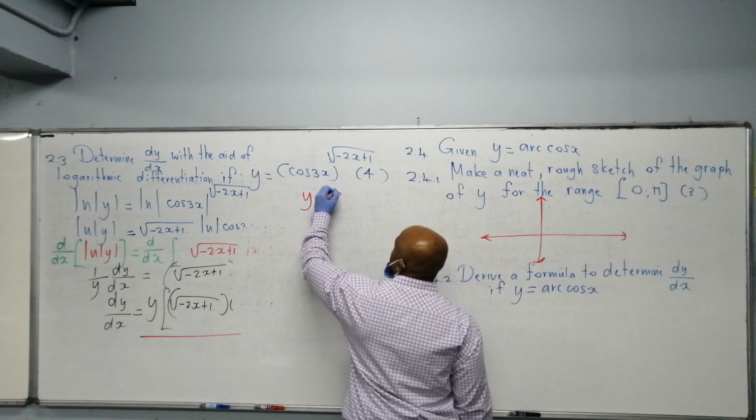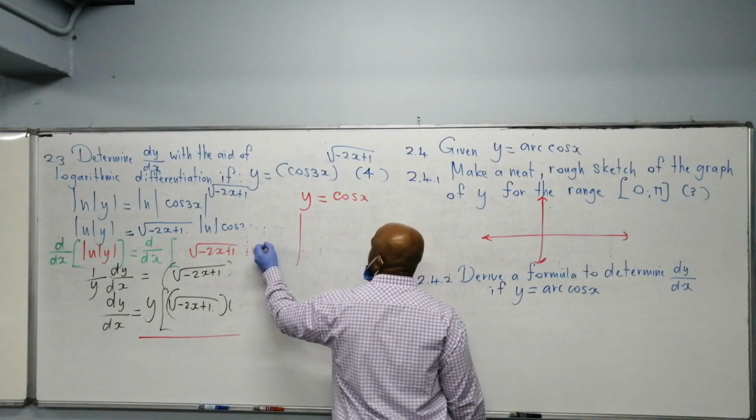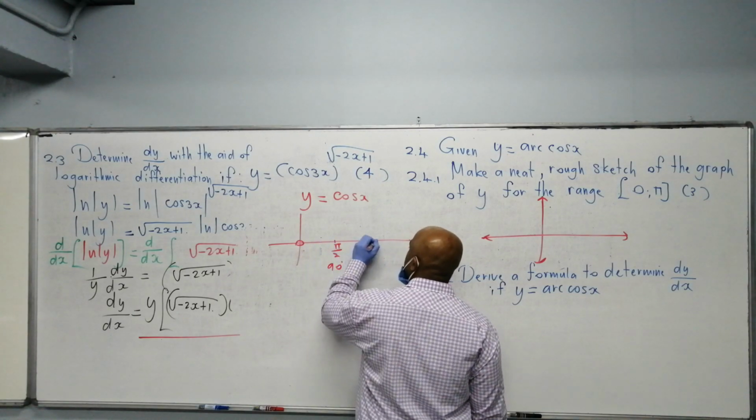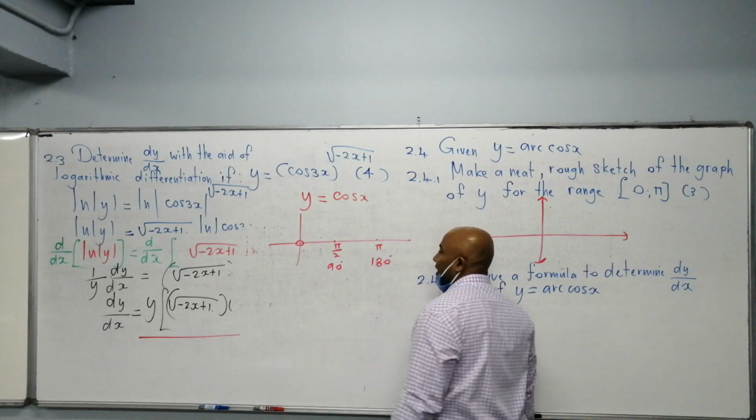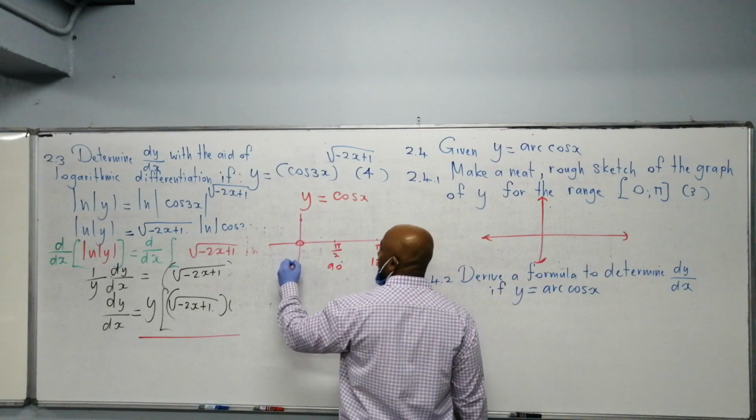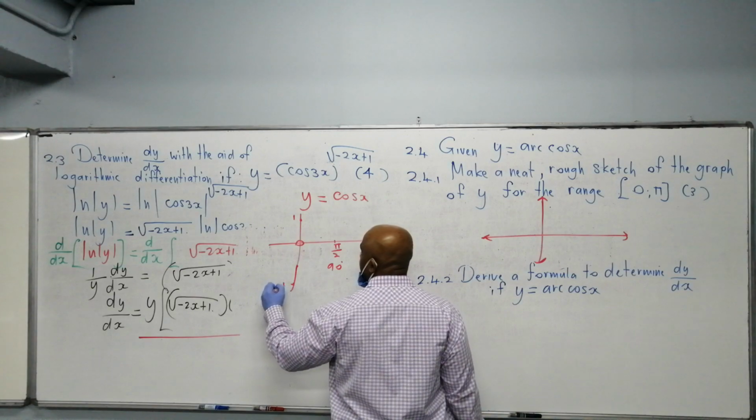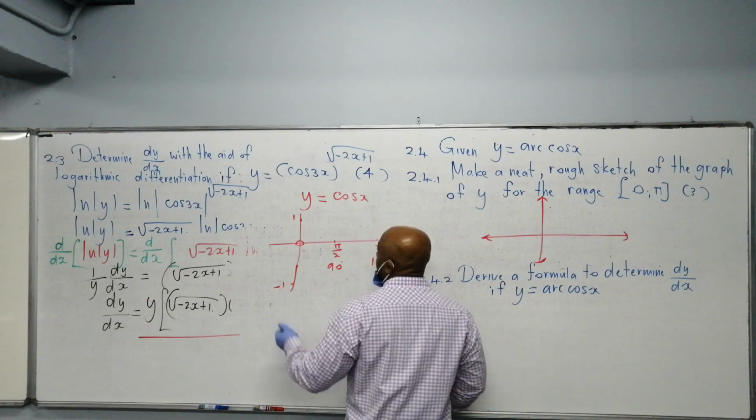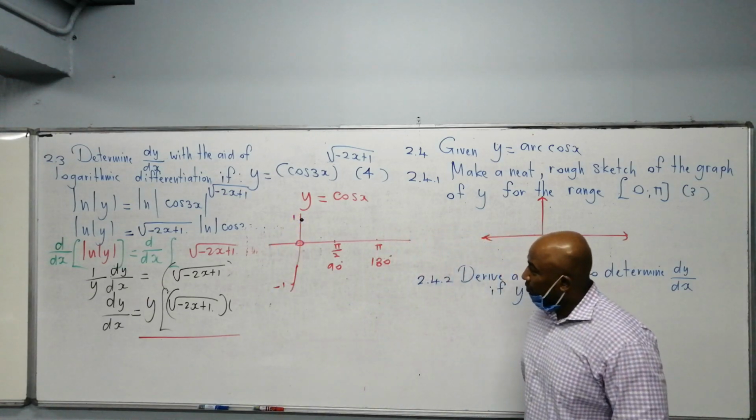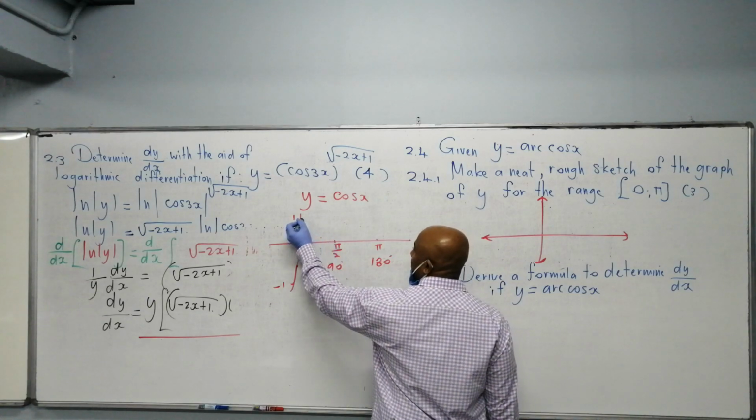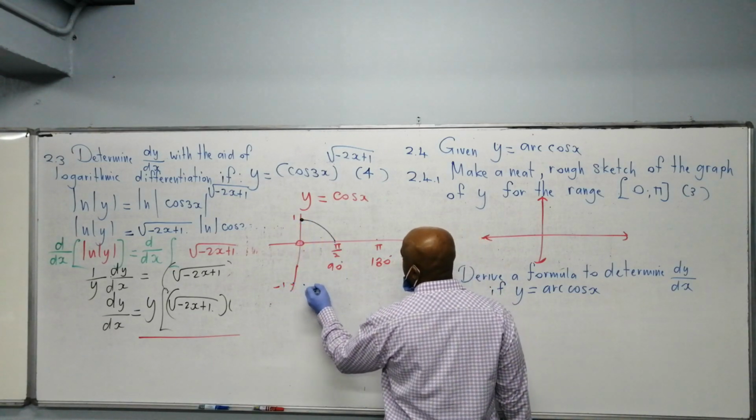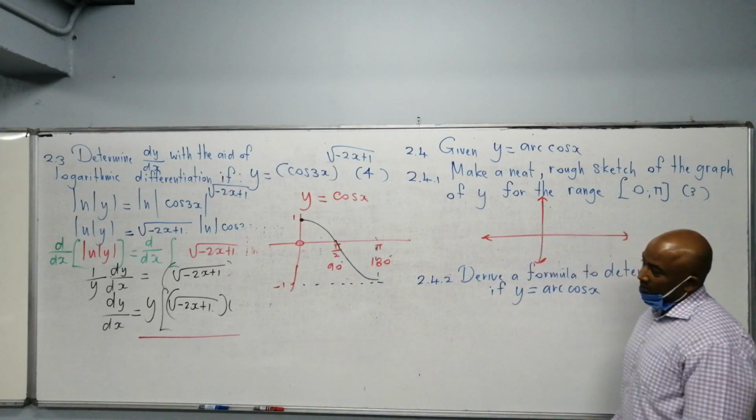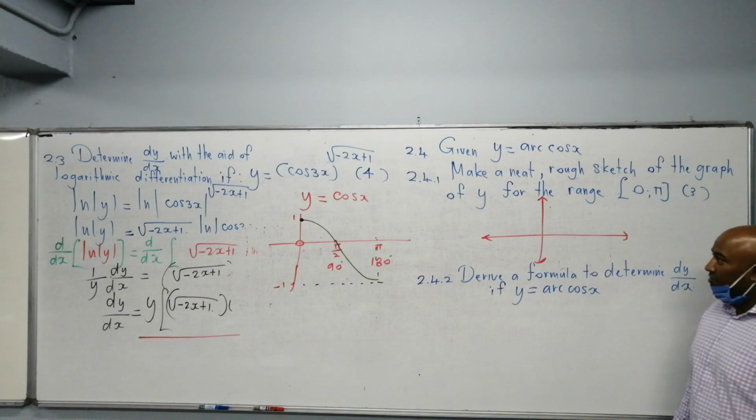So if I have y is equal to cos x, let me go 0, pi over 2, which is 90, pi, which is 180, and there's your 1 and negative 1. You should be familiar with when x is equal to 0, y is equal to 1, that's your cos graph. When x is equal to pi over 2, then you come down to 0. When x is equal to 180, you reach negative 1.